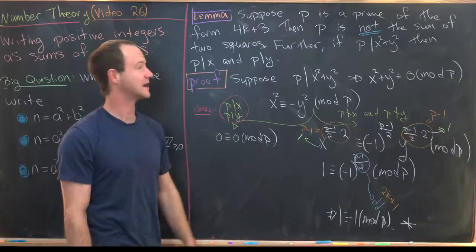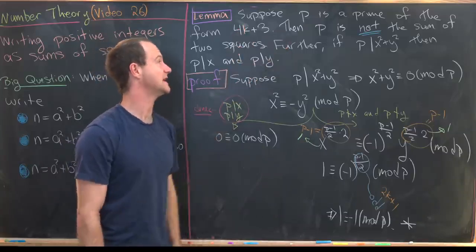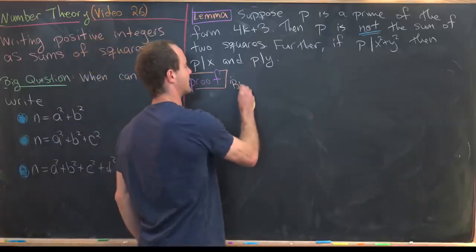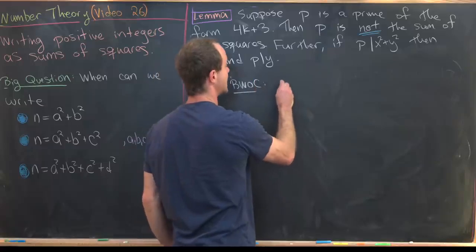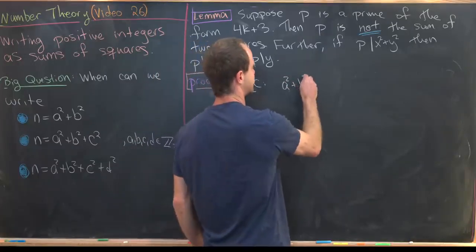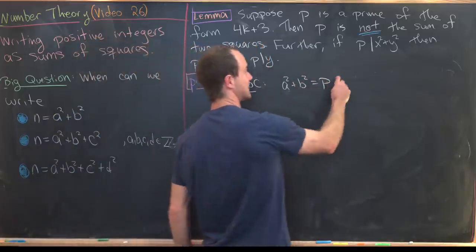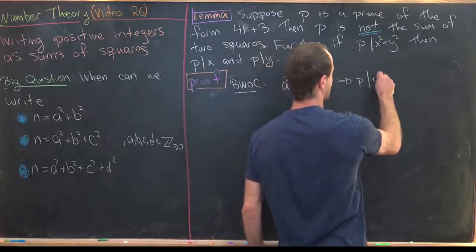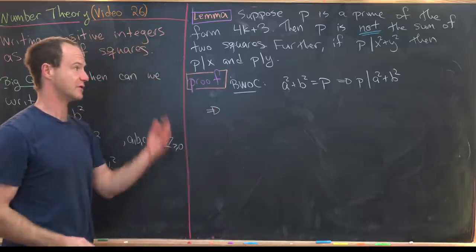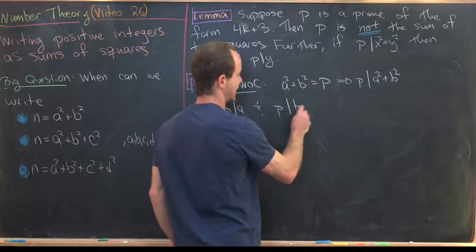Now that we've got that taken care of, let's prove the main part of this lemma, which is that p is not the sum of two squares. So we'll start assuming by way of contradiction that p is the sum of two squares. So in other words, a squared plus b squared is equal to p. But notice that that means that p divides a squared plus b squared. But by the first thing that we proved, that means that p divides a and p divides b.